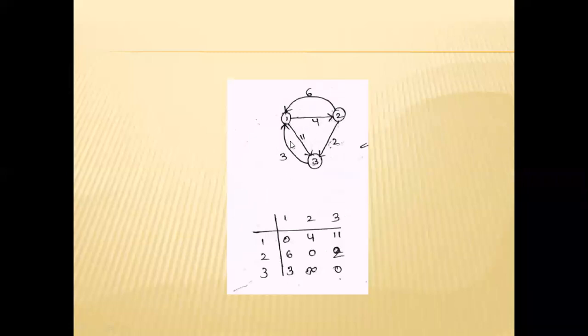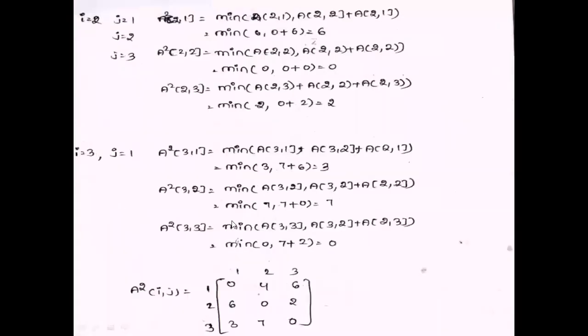So from 1 to 3, directly there is an edge of 11, but you are finding the shortest path through vertex 2, 4 plus 2, 6. The value of 1, 3 is 6 instead of 11 because you are finding the shortest path through intermediate vertex 2. That's why 4 plus 2, 6. So now we are calculating A square, which equals 6.